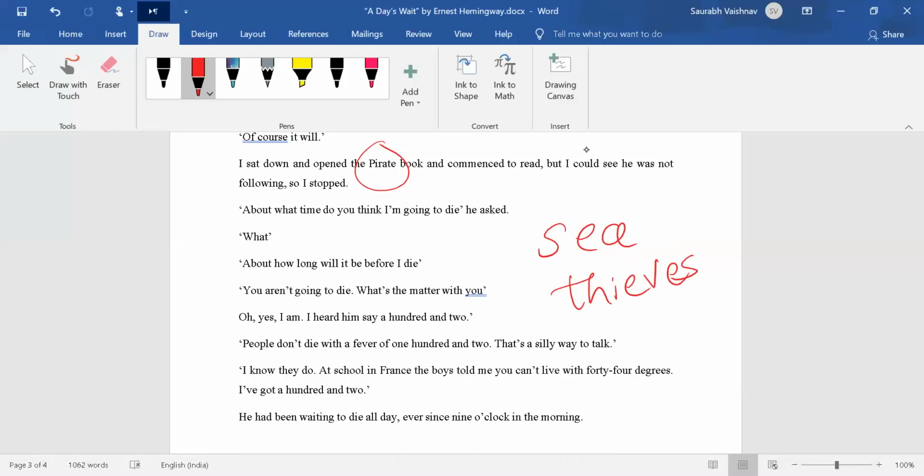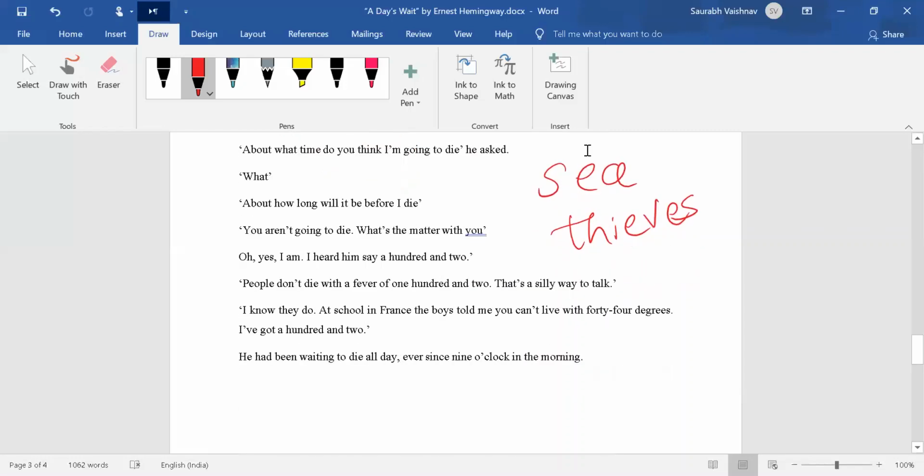"About what time do you think I am going to die?" he asked. Shaz asked his father, what time am I going to die? "About how long will it be before I die? How long will it be before I die?" This is what Shaz is asking his father.